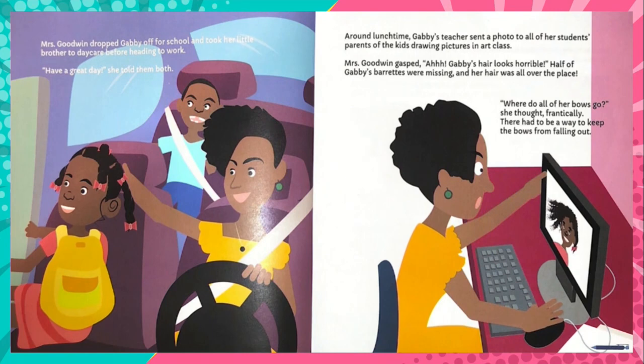Miss Goodwin dropped Gabby off for school and took her little brother to daycare before heading to work. Have a great day, she told them both. Around lunchtime, Gabby's teacher sent a photo to all of the students' parents of the kids drawing pictures in art class. Miss Goodwin gasped, Gabby's hair looks horrible. Half of Gabby's barrettes were missing and her hair was all over the place. Where did all of her bows go? She thought frantically. There had to be a way to keep the bows from falling out.